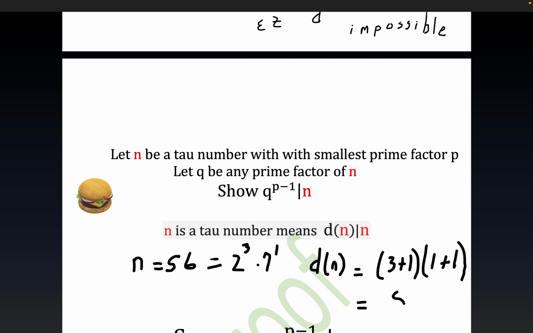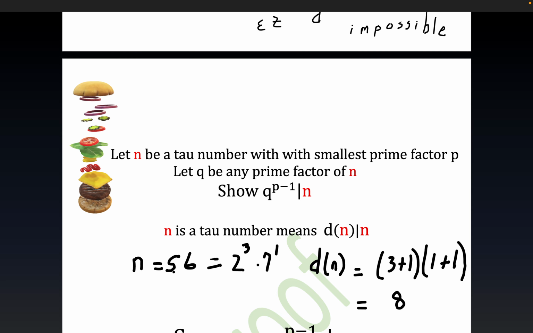You could well list those divisors, but you add the 1 because you have to allow for a 0 exponent. For example, 7 to the 0 times 2 cubed is 8, which is a divisor. And similarly, 2 to the 0 times 7 is 7, which is also a divisor. That's why you have to increment right here. Now notice that we do get the result, d of n divides n. 8 is clearly a divisor of 56. So 56 does qualify as a town number.